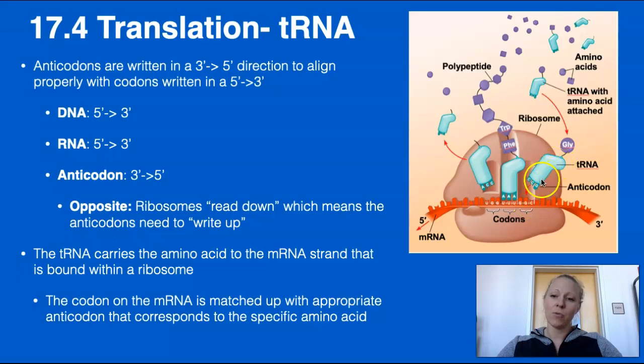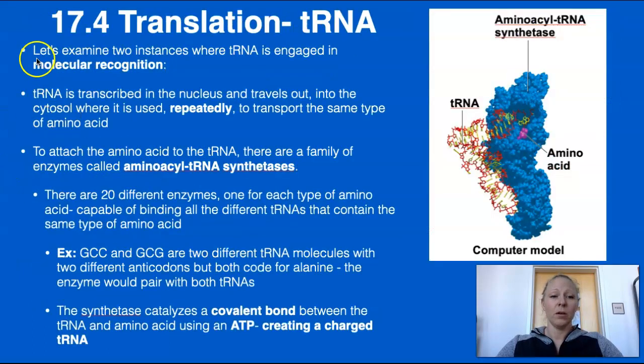So you're going to have the wrong tRNAs sometimes trying to pair up, but it won't bond. It won't make that attachment if it's the wrong anticodon. But when you have the right anticodon, it's going to pair up, and then it's going to deliver this amino acid. It's going to connect it to this growing chain of amino acids right here, or this polypeptide chain.